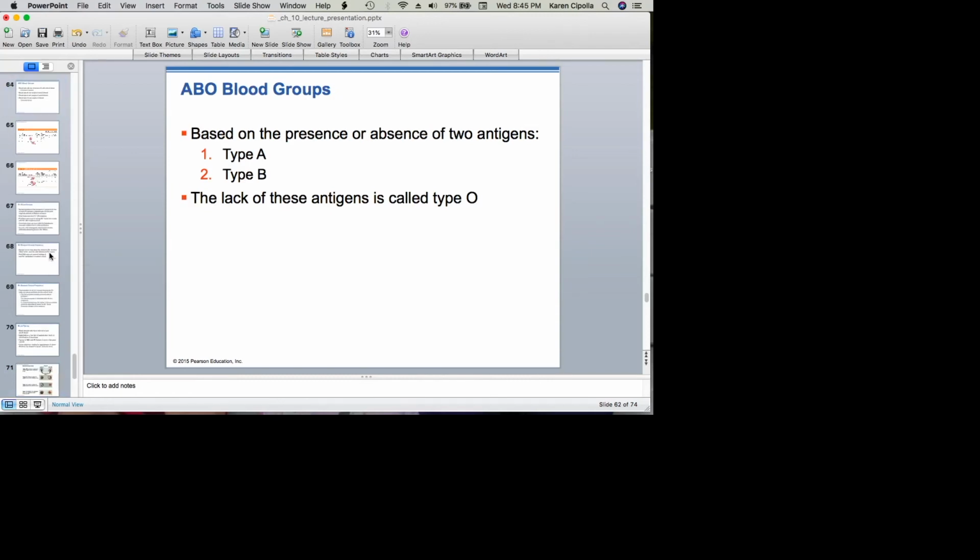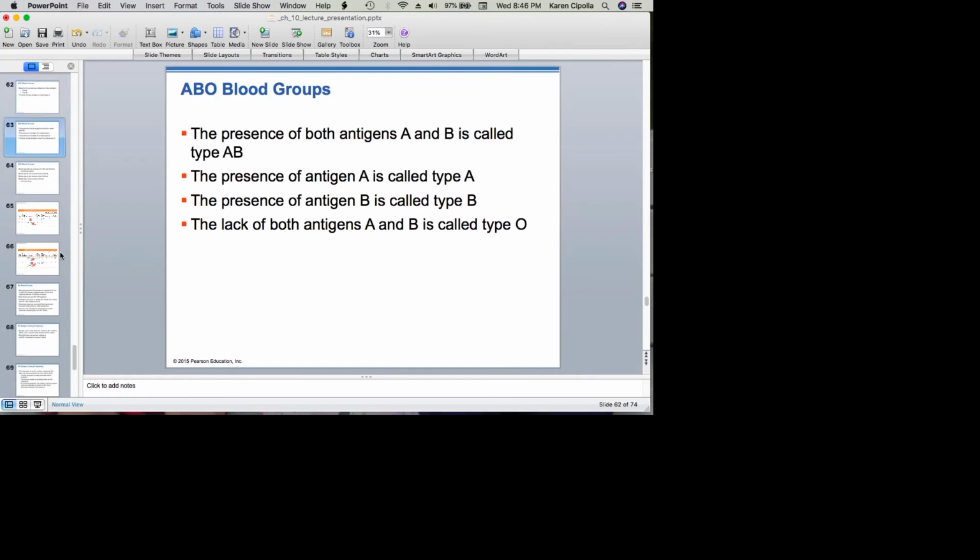There are two antigens in the blood. You've got A antigens and you've got B antigens. If you've got one or the other dictates what type of blood you will be. If you have none of these antigens or factors that can trigger this immune response, you would have type O blood. If you have the presence of both of these antigens, then your blood is called AB.